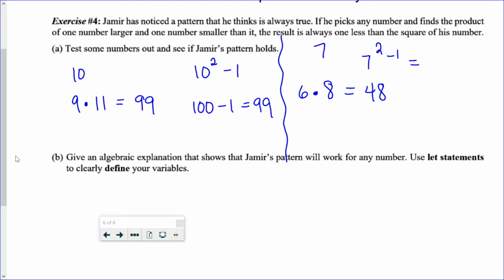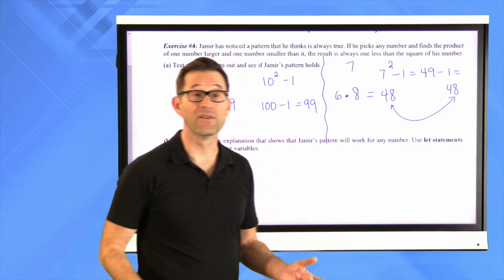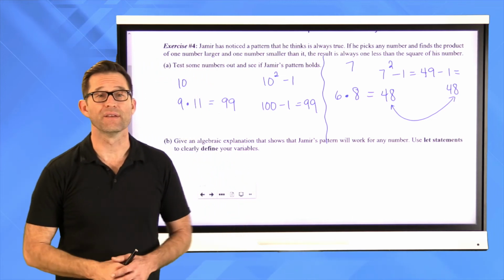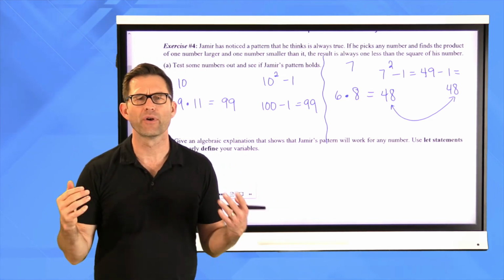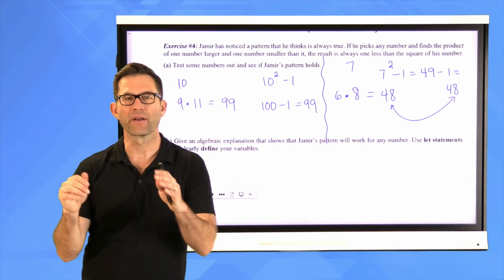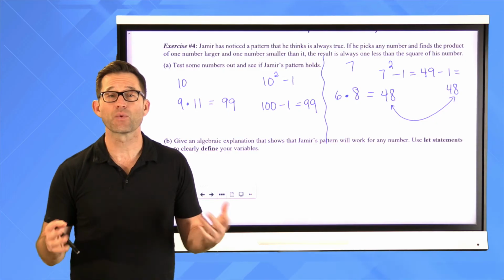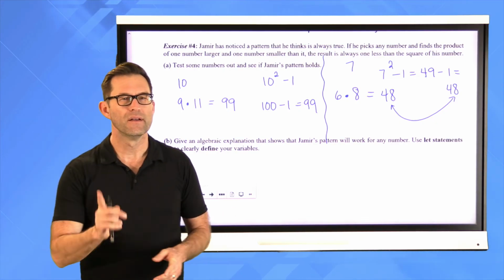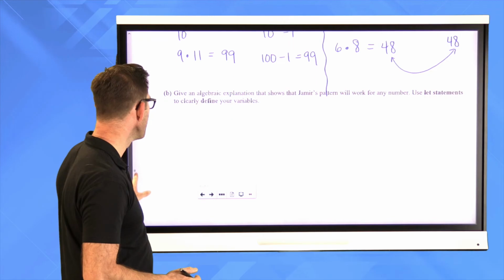Well, 7 squared, man, this is just getting worse and worse for me. 7 squared minus 1. 7 squared is 7 times 7, which is 49, minus 1 is 48. And it's still the same. So why is this? I mean, we could choose number after number after number, and we would see that if we take the product of one number less with the product of one number more, we will always get the square of the number minus 1. Let's take a look and prove that in letter B.